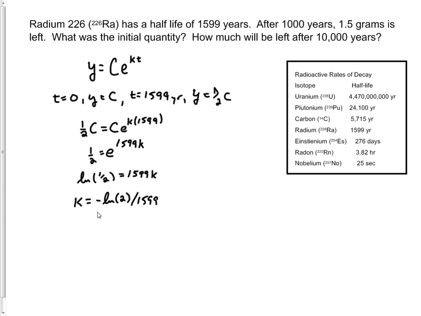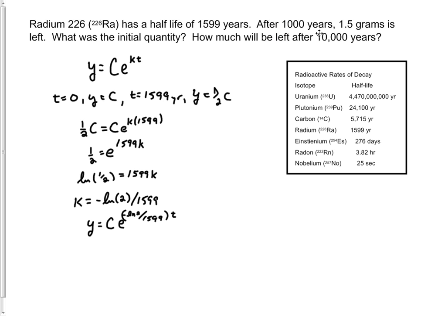Now, in fact, we can work out the decimal for that if we want to. I'm going to leave it in this form for the moment. All right, so what does that mean that I'm going to get? Well, now I know that my model fits this description. y is equal to some constant times e to the, this constant k, negative natural log of 2 over 1,599 times t. Right? Okay, so what else do we know?